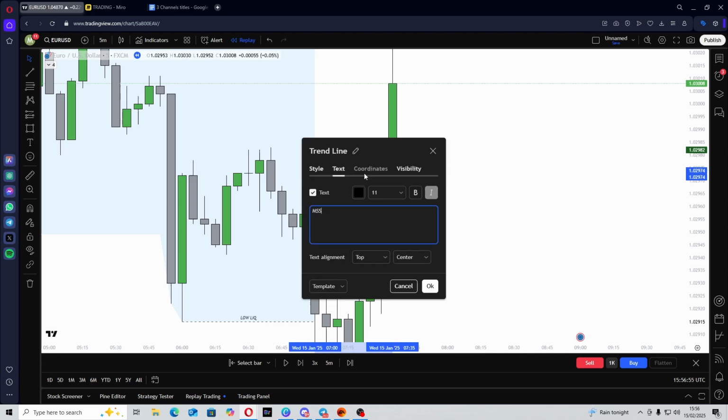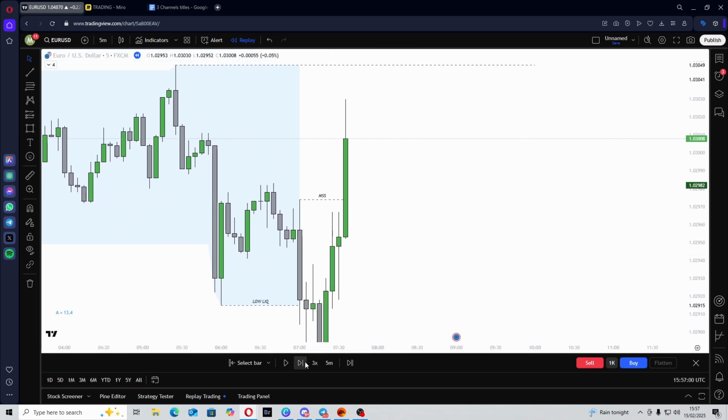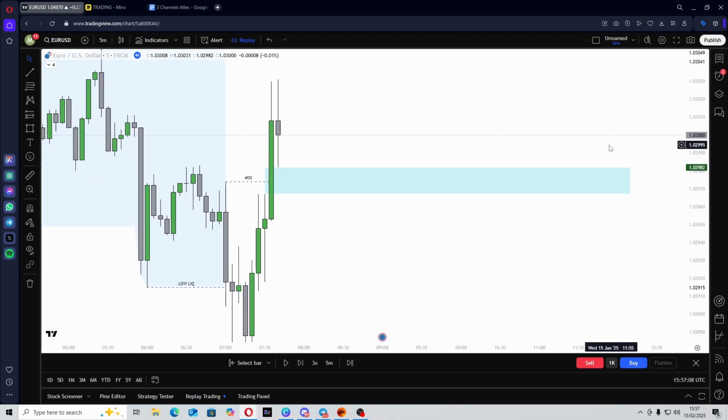Now all we need to do is mark this out, market structure shift, and this is already looking like a great setup. So I'm going to play fast forward one more time so we can get our fair value gap. There we go. We just got the fair value gap right there. So easy and so simple. Once we got the fair value gap, this is where it gets crucial. This is where it gets hard.